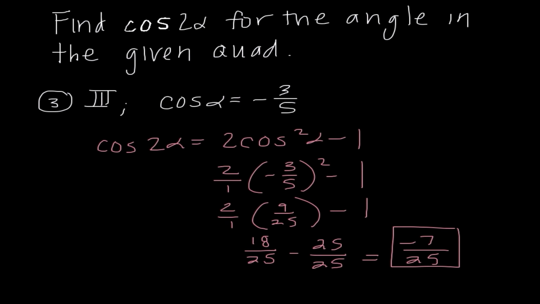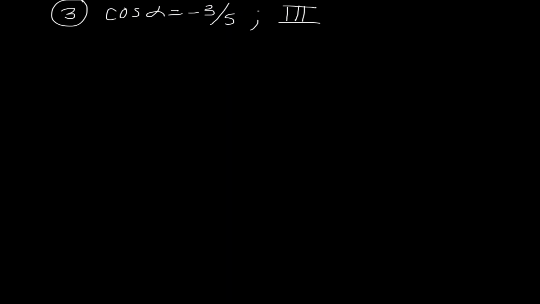And the reason why I started doing it this way is to show you guys, if they give us cosine, I think it's easiest just to use the cosine formula because that is less work for me to go through. But let's say you just always wanted to use cosine squared minus sine squared. I'm going to go ahead and do that for you right now. Okay, so let's say that I wanted to use cosine of 2 alpha equals cosine squared minus sine squared.